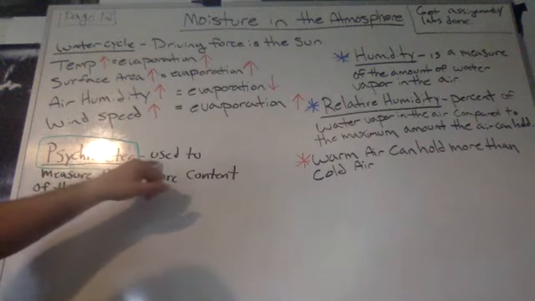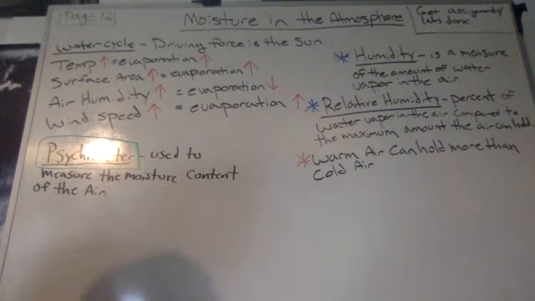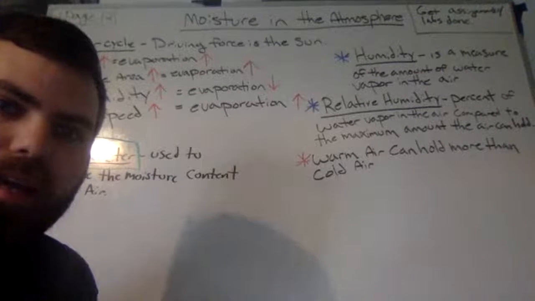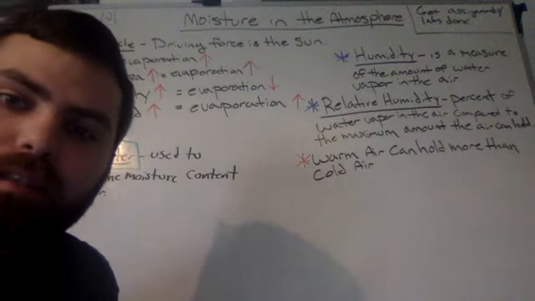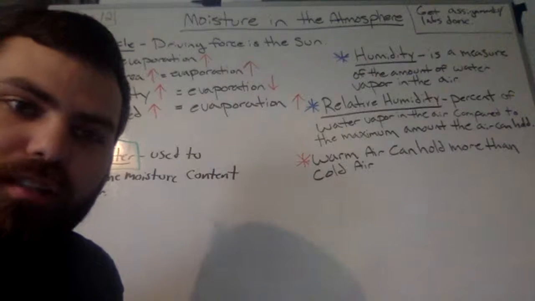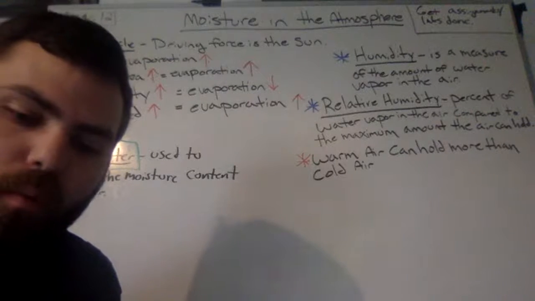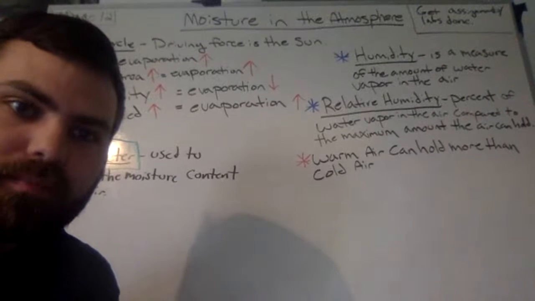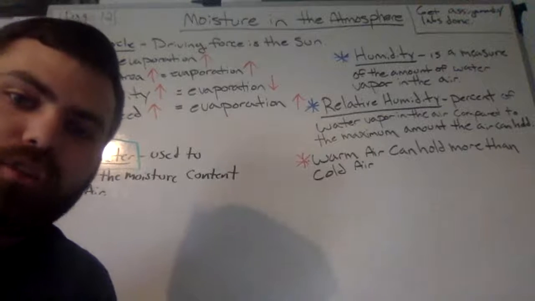So a psychrometer is used to measure the moisture content in the air. How the psychrometer works is that it has two bulbs. The picture's in the slide, so you have a wet bulb and a dry bulb. What you're going to do is find the difference in both of those temperatures after you spin them around.